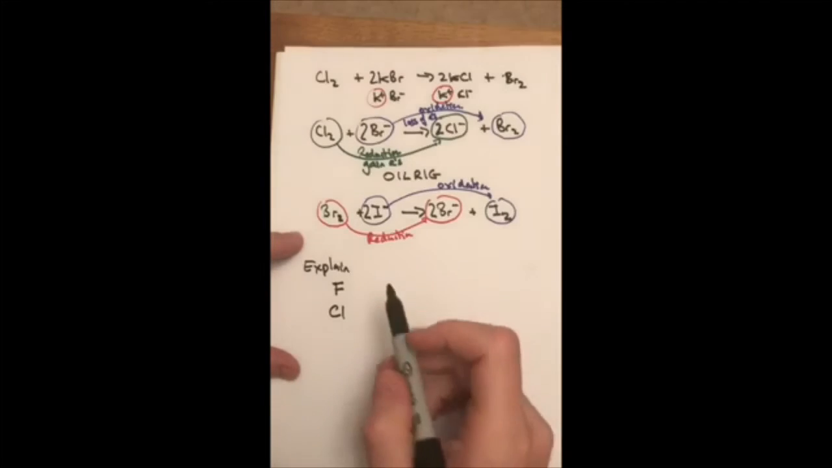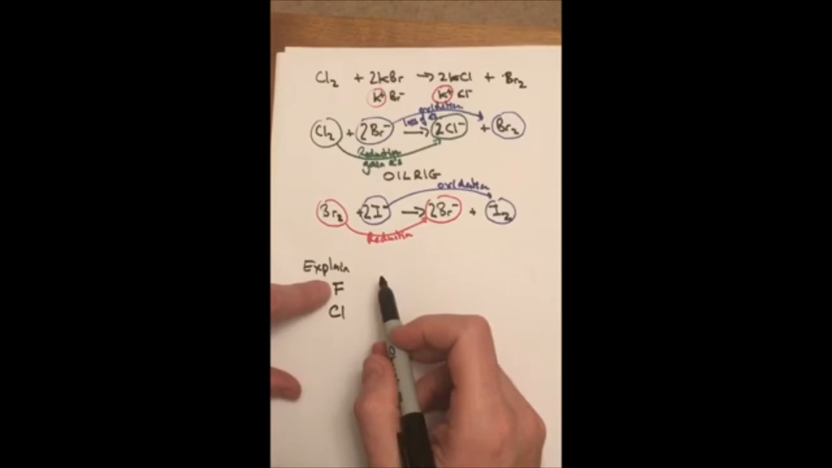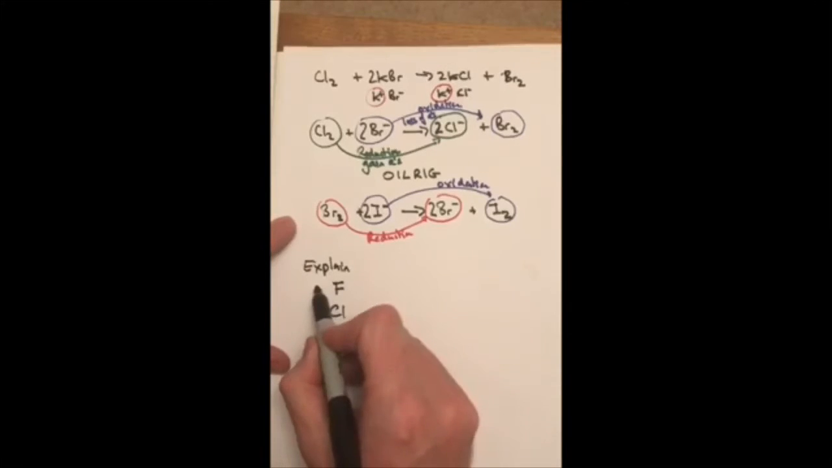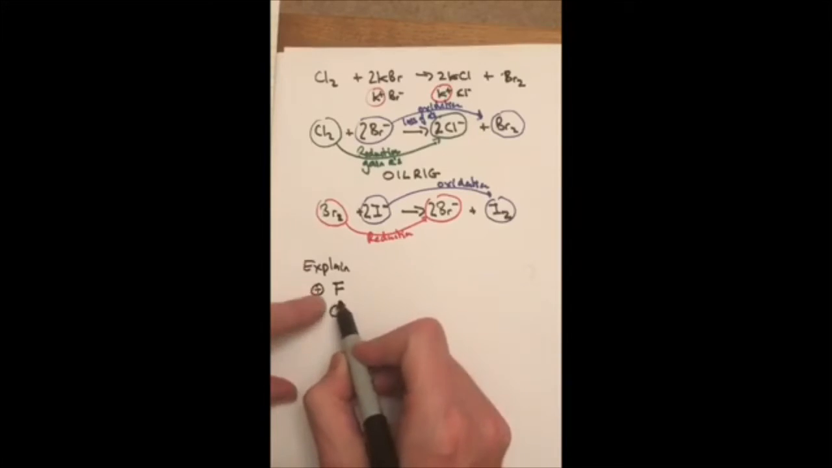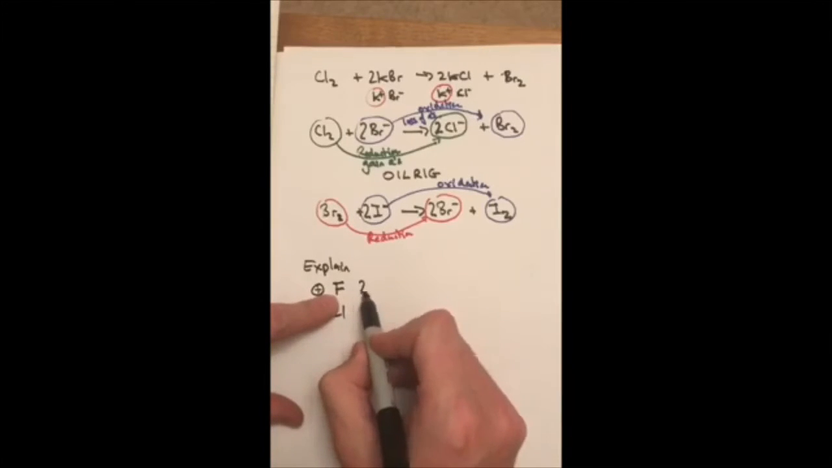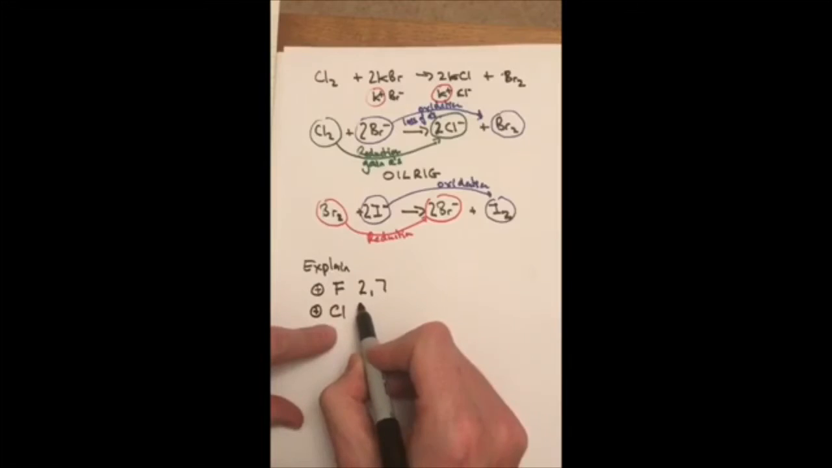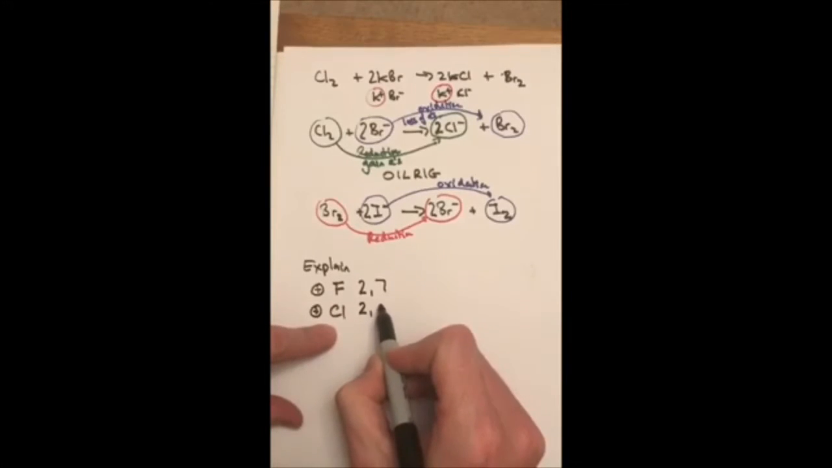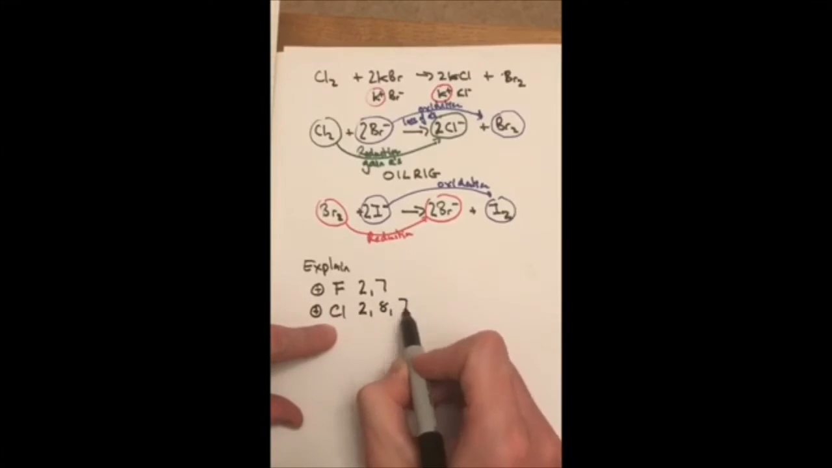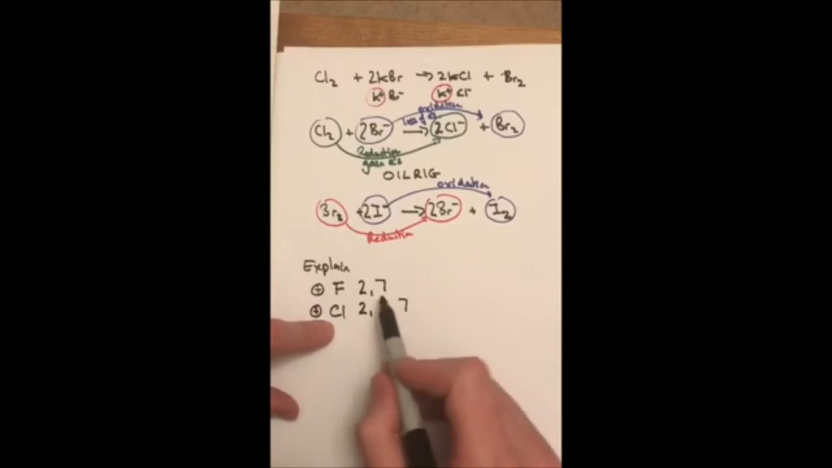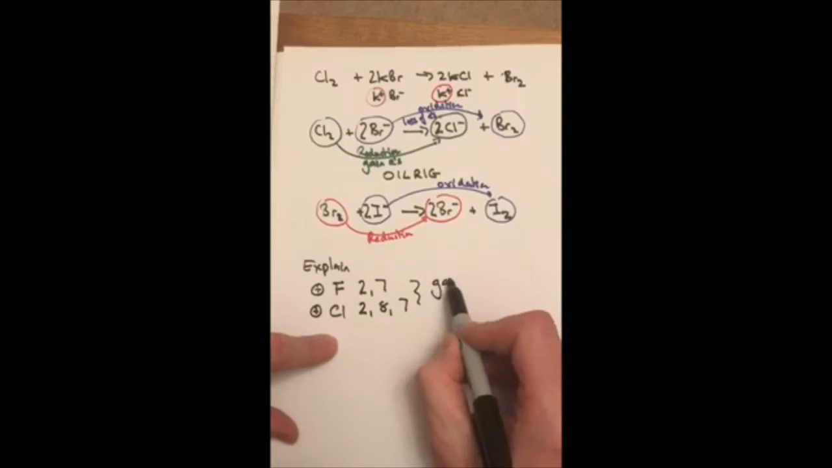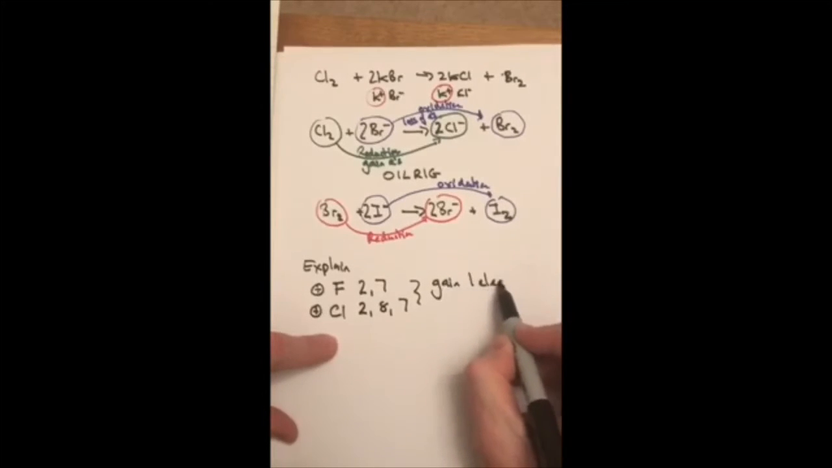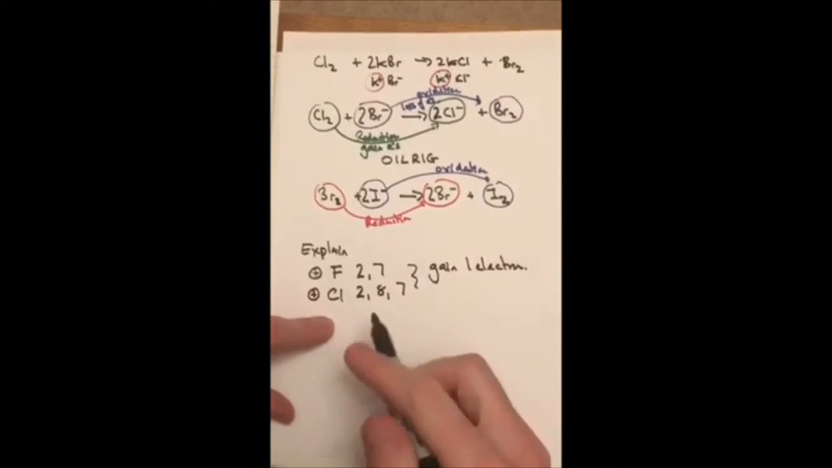So let's explain these equations, why this happens. As you go up this group, they become more reactive. Let's try and understand why. So here's my nucleus for fluorine, here's my nucleus for chlorine. Fluorine's got 9 electrons, that is 2, 7, and chlorine has got 17 electrons, so it's 2, 8, 7. What do these want to do? Well, neither is stable, so what they want to do is they want to gain 1 electron during the reaction, so I'm trying to gain an electron.